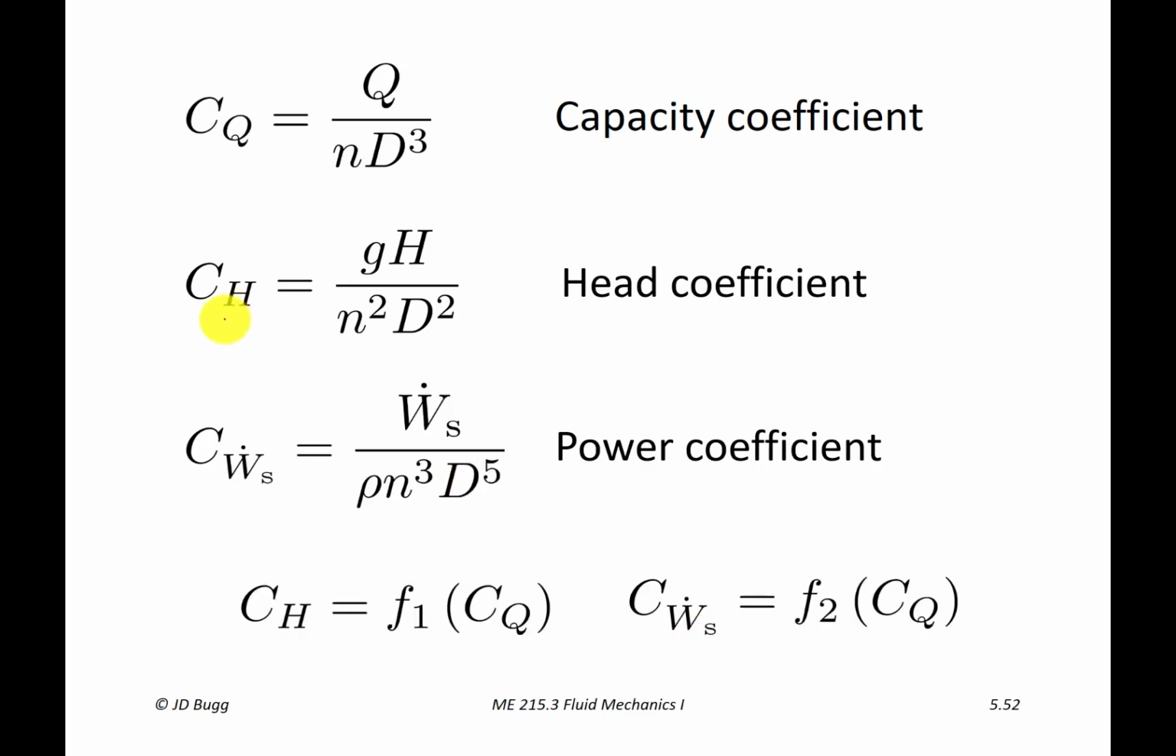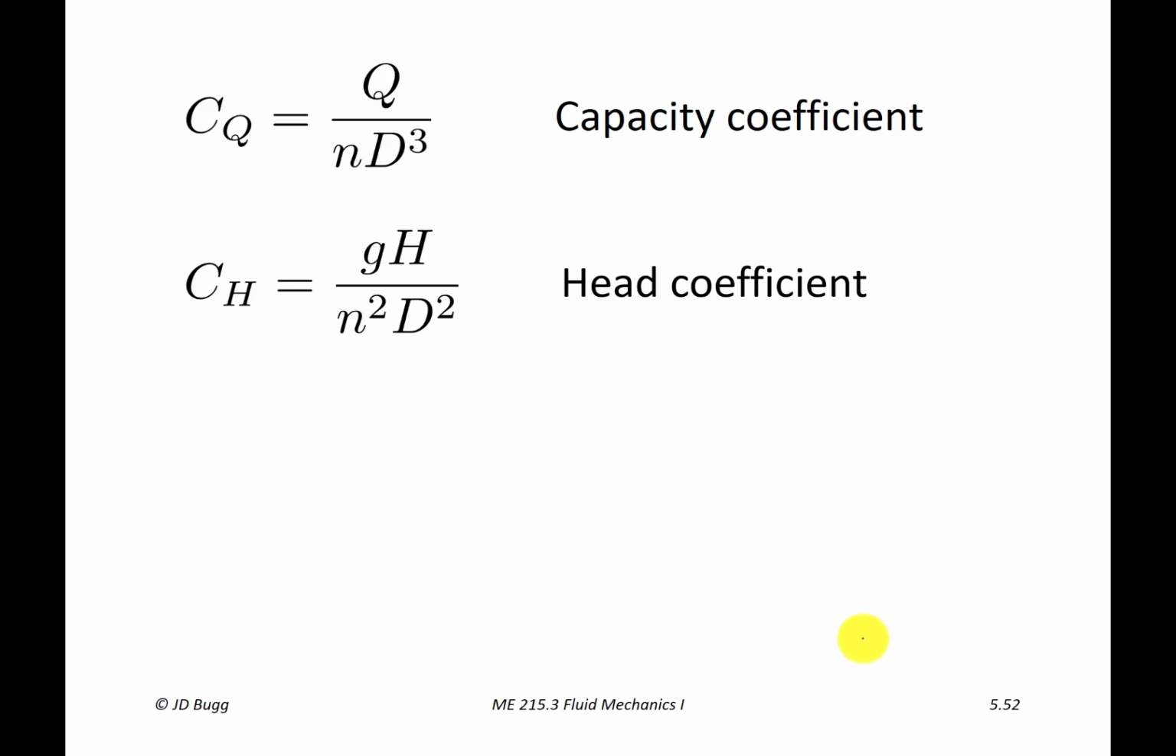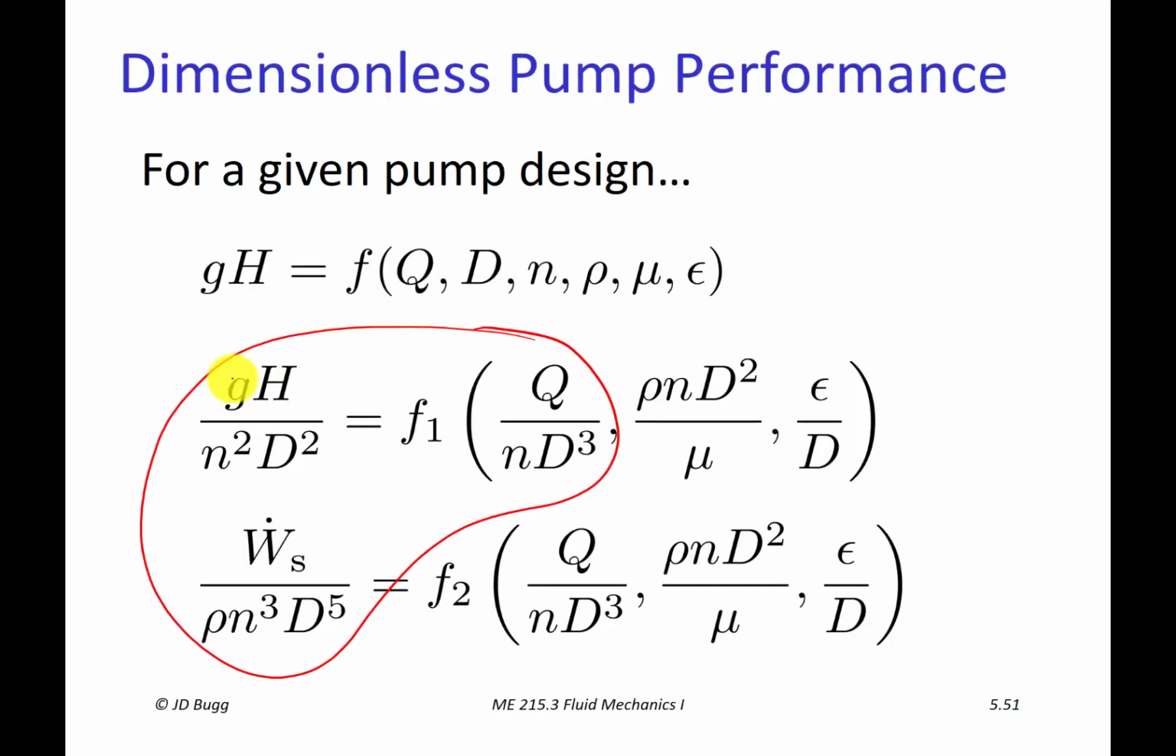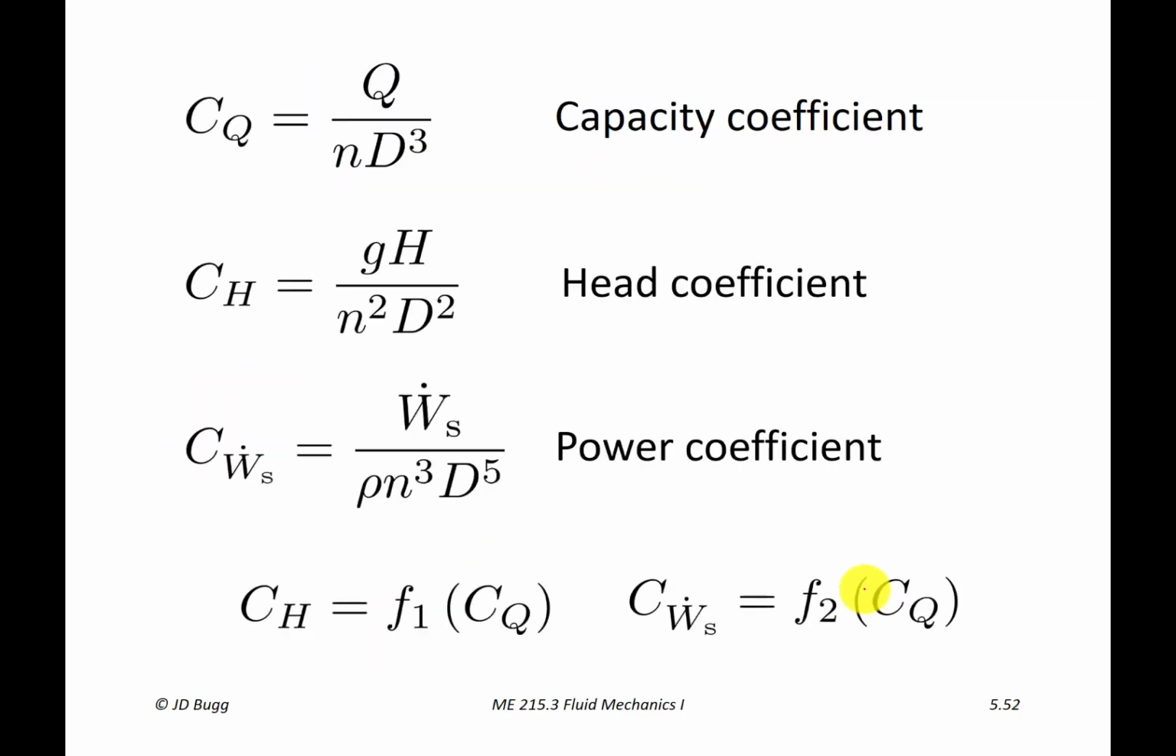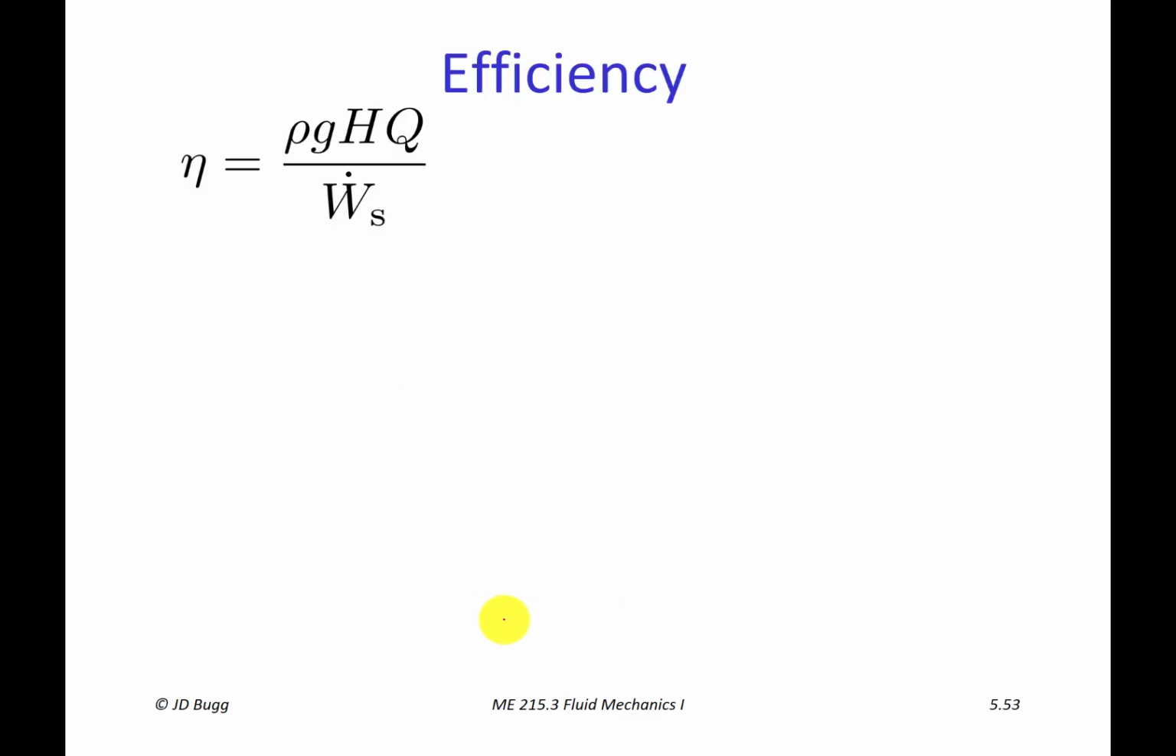So the head coefficient and the power coefficient are both functions of the capacity coefficient. If we just go back here, notice the head coefficient is a function of the capacity coefficient, and of course these other things, Reynolds number and roughness, and the power coefficient is a function of the capacity coefficient and Reynolds number and roughness. So both of those things depend on the capacity coefficient.